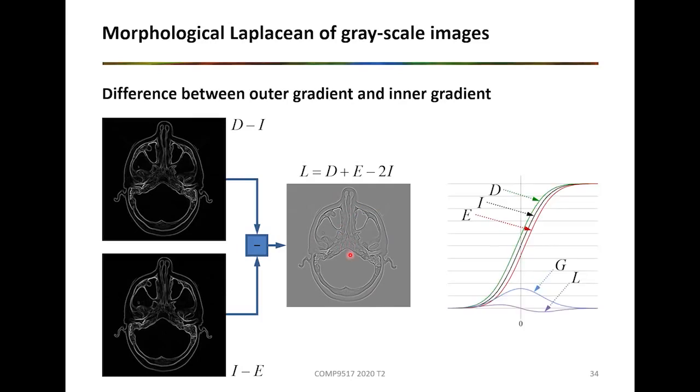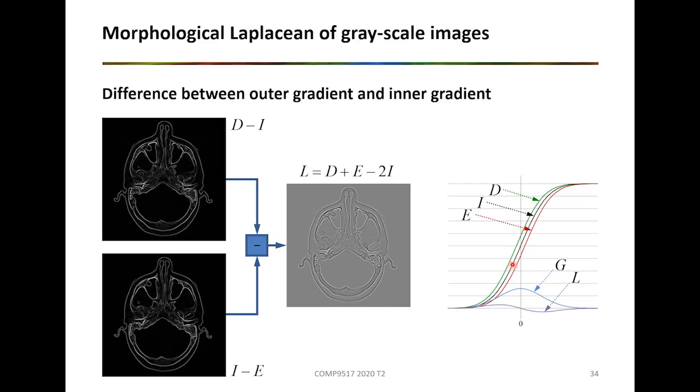Here's a graph that gives you a little bit more of a theoretical sense or explanation of what is going on. A one-dimensional profile. If the black line is the input profile, and I would do a dilation of that profile, that means I would look at the local maximum at every position.